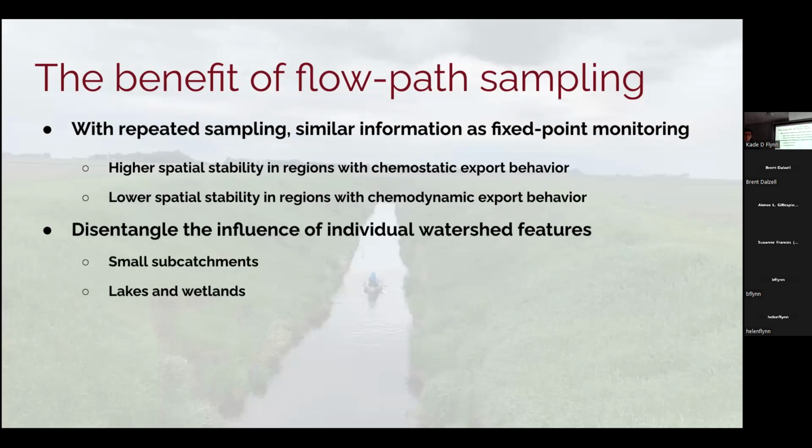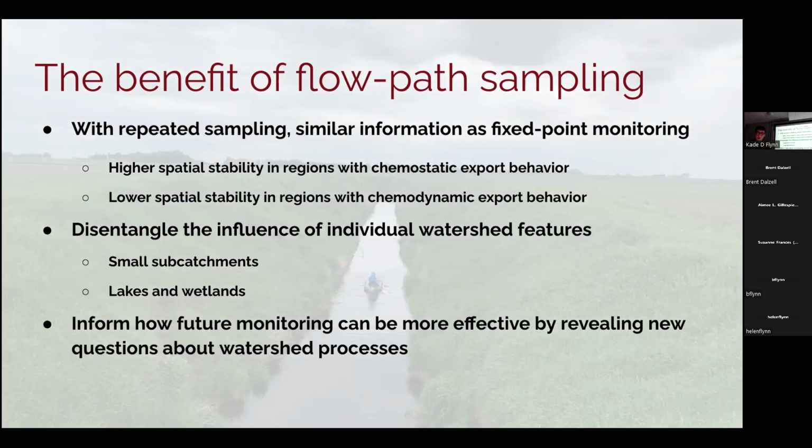The added benefit of this sort of sampling approach is that we can disentangle the influence of individual watershed features. So we can look at the comparative effect of different subcatchments, as well as features like these different flow-through lakes and riparian lakes and wetlands.